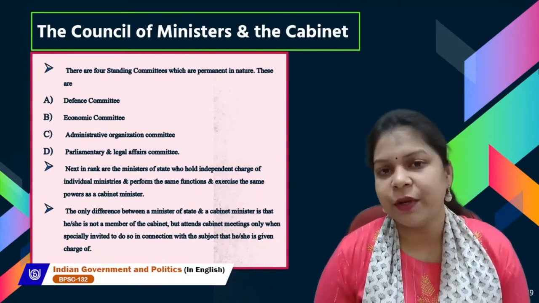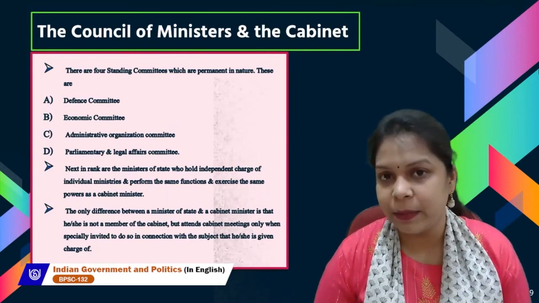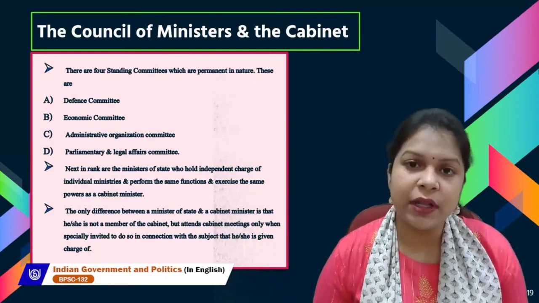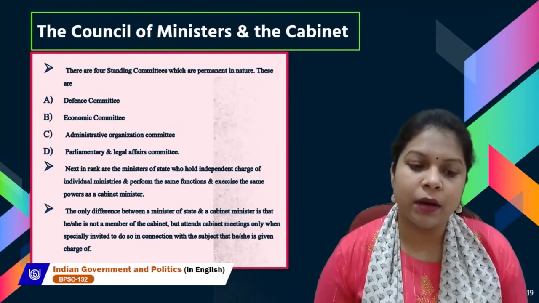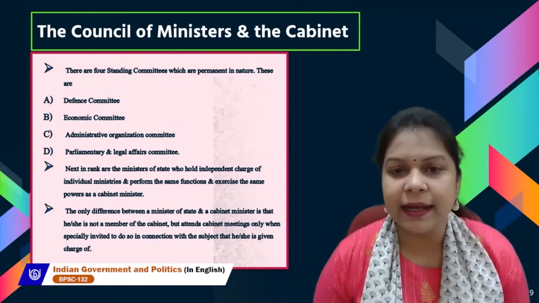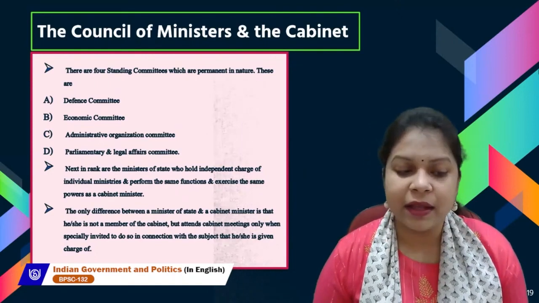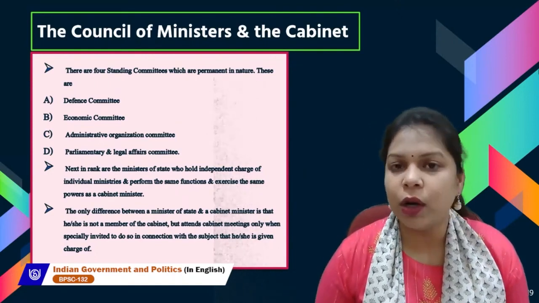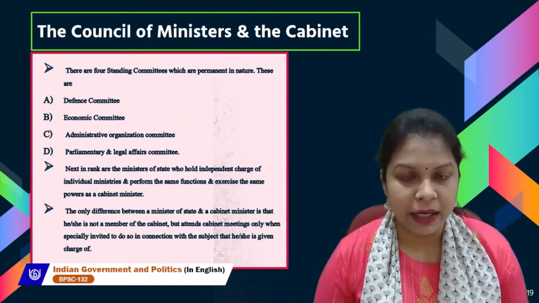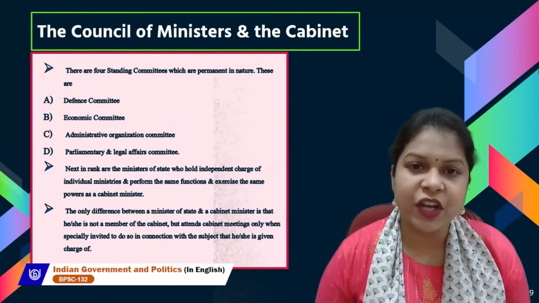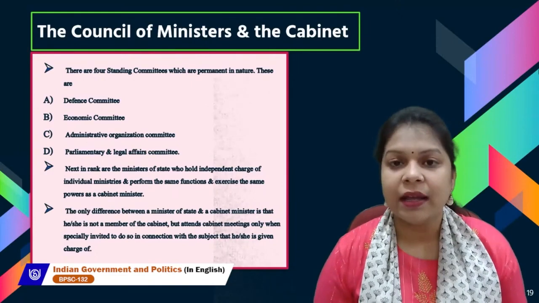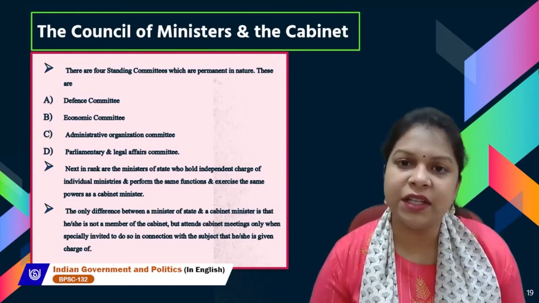So, what is the difference between Ministers of State and the cabinet minister is that, first of all, they are not a part of the cabinet. Secondly, they can only attend cabinet meetings when they are invited. So if they are not invited, they can't attend any meeting. They are usually invited to a meeting which has a connection with the subject that the particular Minister of State is given charge of.